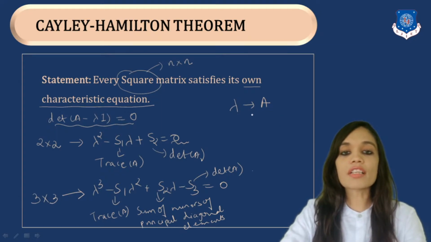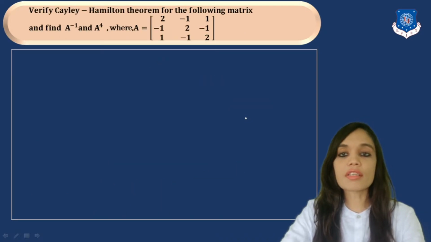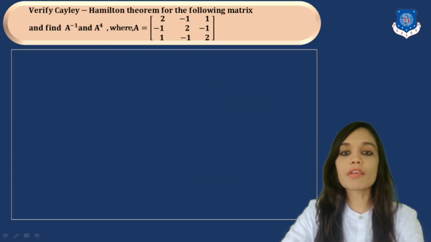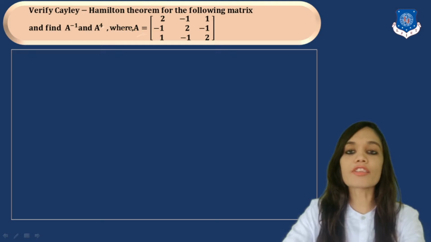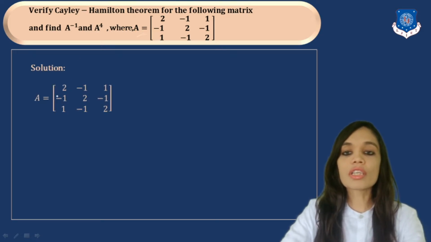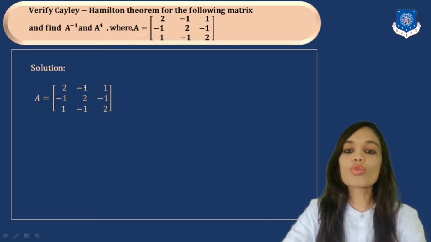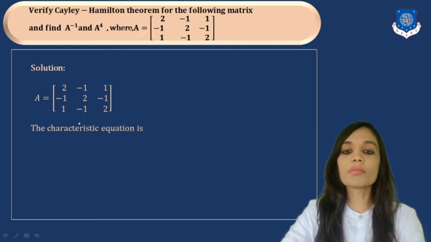Okay, now let us solve one example based on this. We have to verify the Cayley-Hamilton theorem for the following matrix A, and we have to find A inverse and A raised to 4. Let us start with the solution. Here we are given A as [2, -1, 1; -1, 2, -1; 1, -1, 2]. The characteristic equation will be given by determinant of A minus lambda I equals 0.